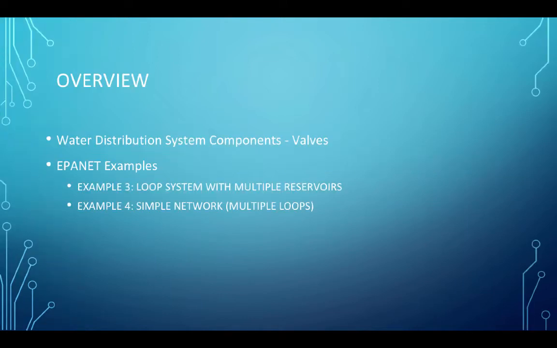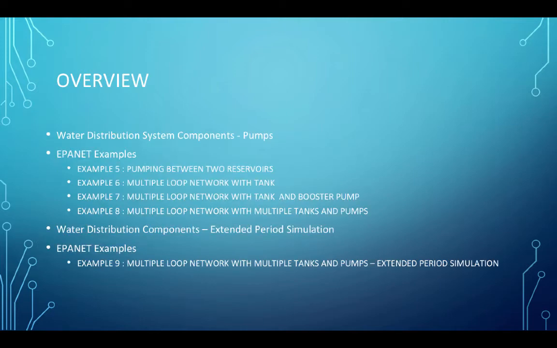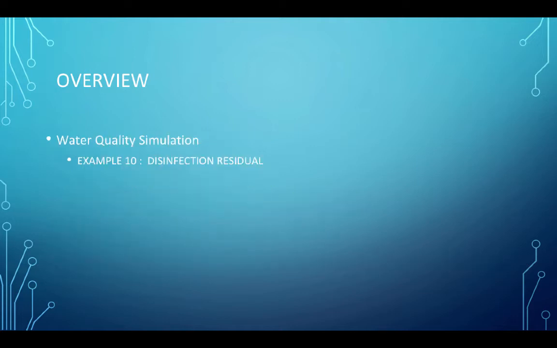So we're going to discuss water distribution system components, in particular valves, and then look at a couple of examples. We'll discuss pumps, at least how they're incorporated in EPANET. Several examples there. And then we'll go into the concept of extended period simulation, where we have demand multipliers over time, which adjust the base demands at each node. And we'll then segue in example 9, which is a multi-loop network with extended period simulation, and finally conclude with the water quality simulation component in EPANET.